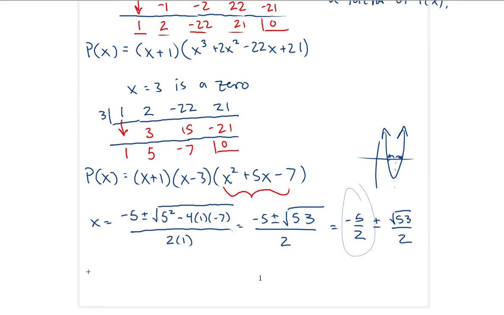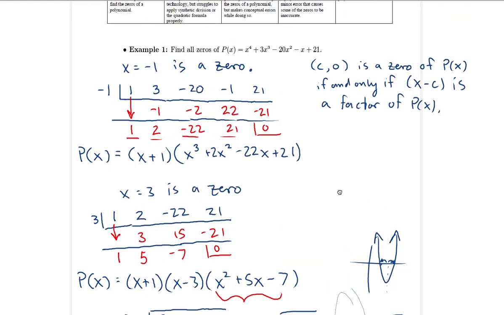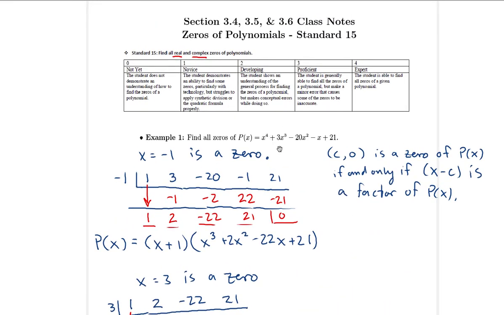To summarize, to list all the zeros, we would have x equals 3, x equals negative 1, and then x equals negative 5 halves plus the square root of 53 over 2, and x equals negative 5 halves minus the square root of 53 over 2. And so notice what we had here. We had 4 different zeros, and the degree of the original was 4, right? It turns out that's no accident. We'll explore that more as we go along here.